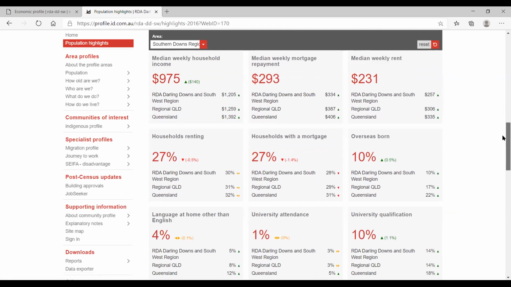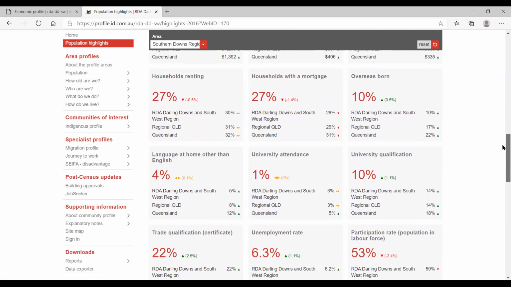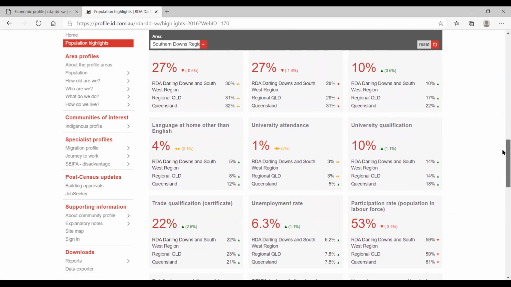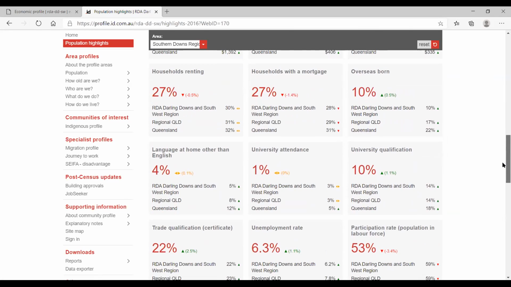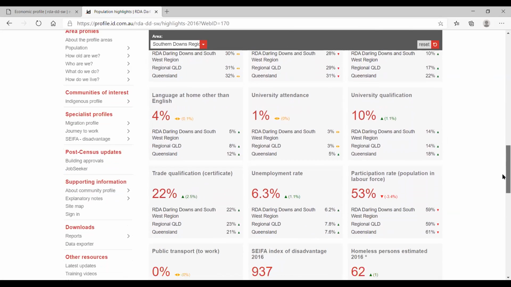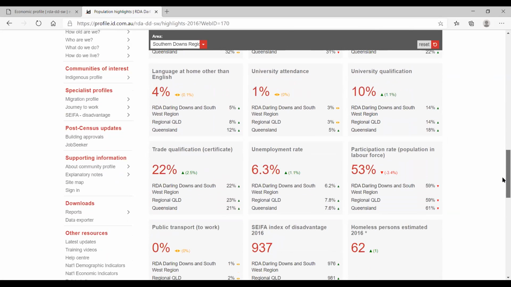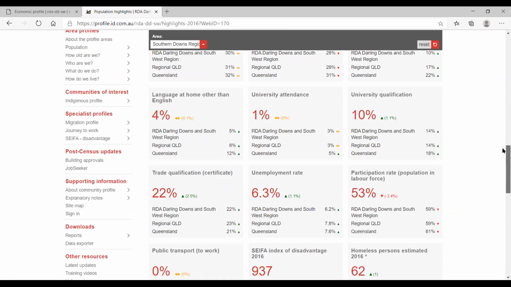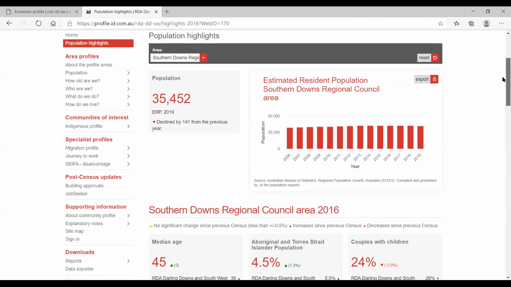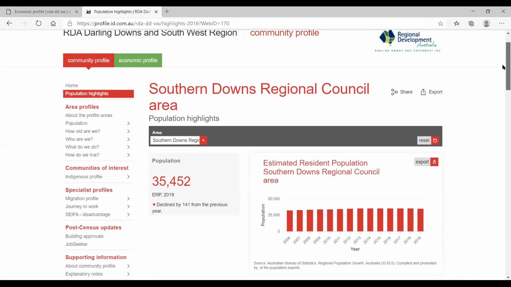We can go through all of these data tiles to get an idea of what's happening in your community straight away. Overseas born, 10% compared to regional Queensland and Queensland. So I would be saying it's a very, you know, white community essentially when I'm thinking about Queensland. University qualifications are lower, so you probably don't have a university in your region. Participation rate is very low as well. So we can go through all of these data sets in order for me to go, okay, I think I've got a bit of an idea of what that community might look like.